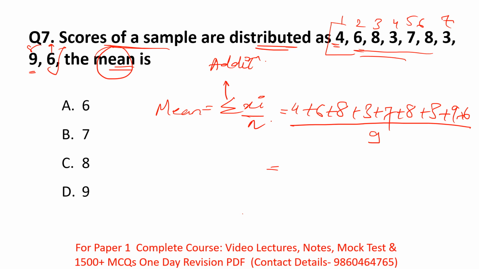Add all these terms and you will get 54 divided by 9. So 9 ones are 9 and 9 sixes are 54. So what will we get? 6 as a mean. So here the mean value is 6, which means the average score of the sample is 6. That's why the correct option is option A, 6.